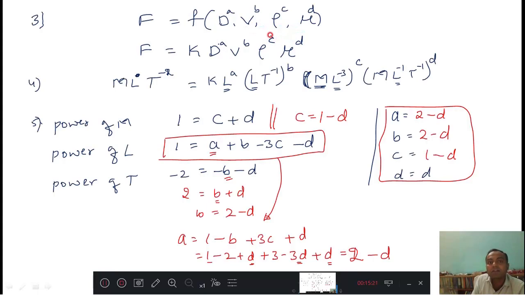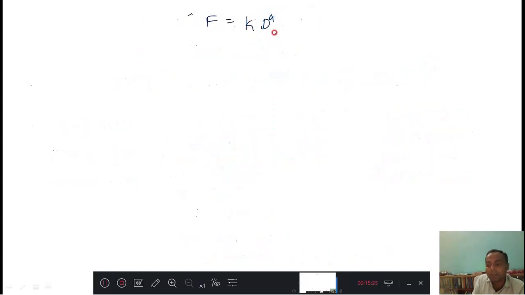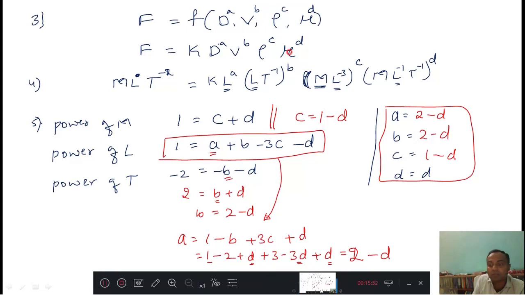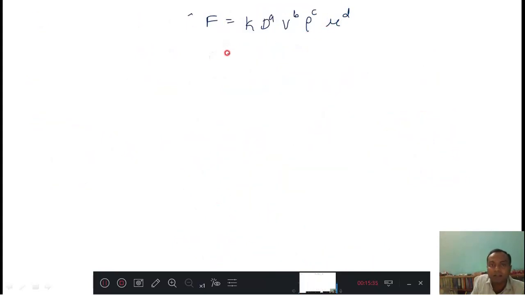The main form is that your unknown F is K, D to the power a, V to the power b, rho to the power c, and mu to the power d. Right? Now what is d? D is d. What is a? A is 2 minus d. B is 2 minus d. C is 1 minus d. And mu is directly d. Then F equal to K into this.